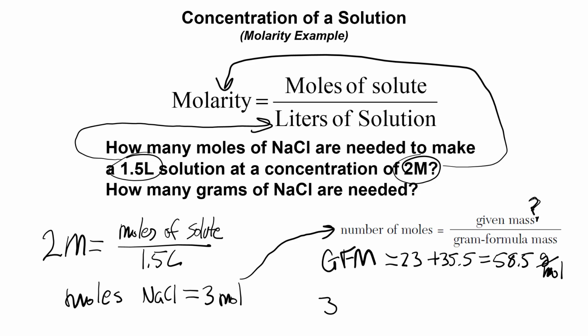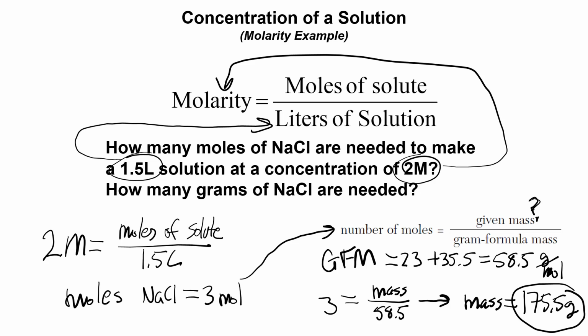So we'll have 3 equals mass, which is our grams, over 58.5, and to solve for the mass, we get, where's my calculator? 58.5 times 3, we get 175.5 grams of NaCl needed. And that's our example for that.